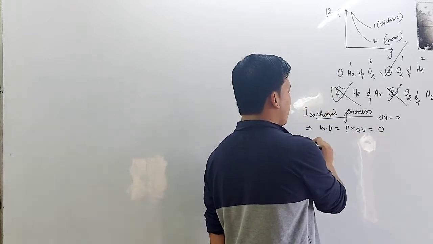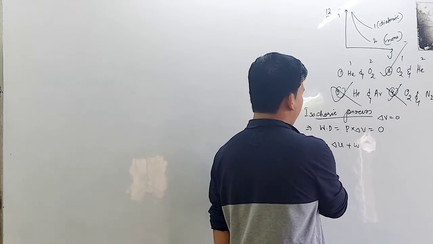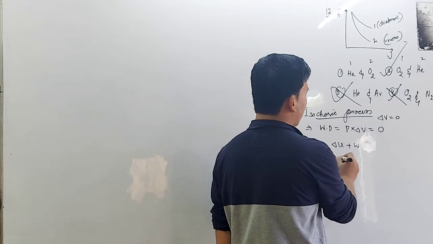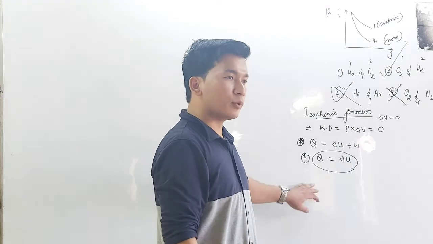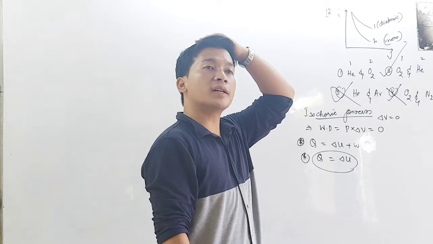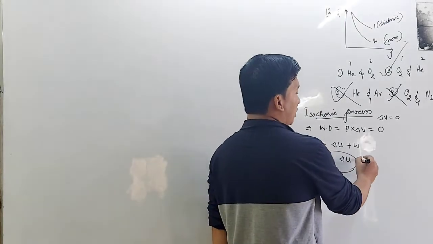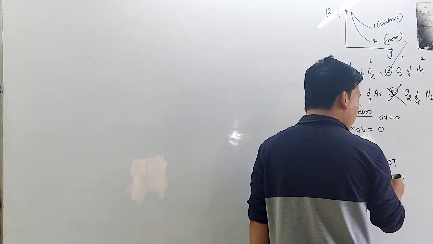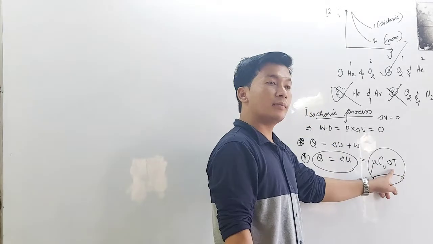If the work done is equal to 0, then Q will be equal to delta U plus W. Very simple: our heat supplied will be equal to delta U. All the heat given to the system will be utilized for increasing the temperature. At constant volume it will be equal to mu C_V delta T. I think I have already explained this.